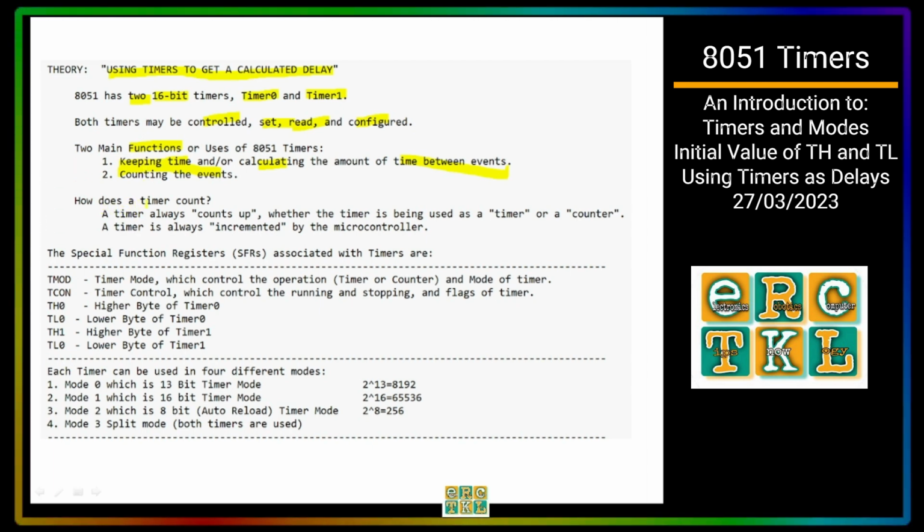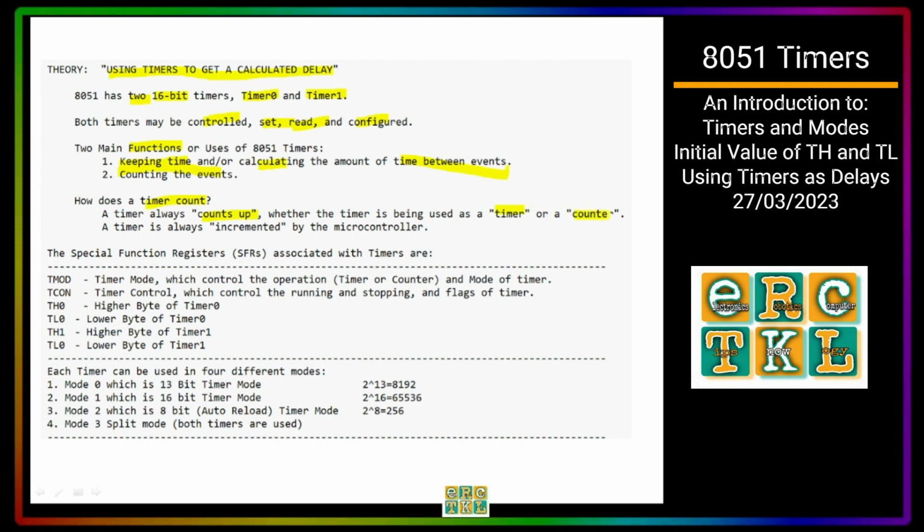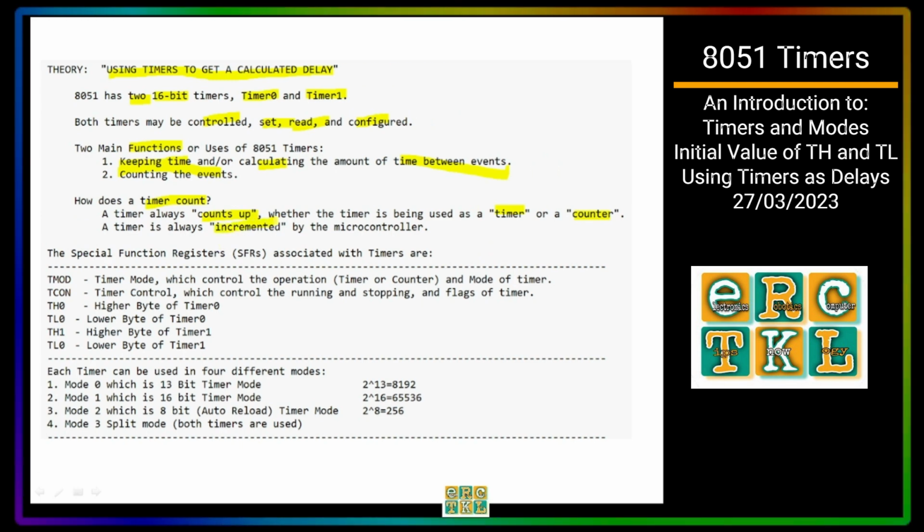Now question, how does a timer count? So the timer will always be counting up. Let's say it starts with 0, the next will be 1, the next will be 2, 3, and so on. Okay? And again, it can be a timer or it can be a counter, but it does not matter. Whether it's a counter or a timer, it's still counting up, not counting down. And it is always incremented by the microcontroller. When you say incremented, it means increase by 1. That's the meaning of incremented.